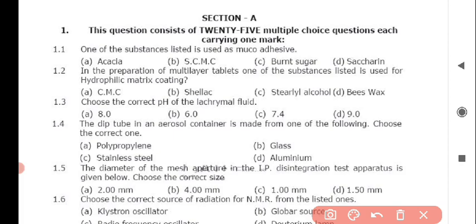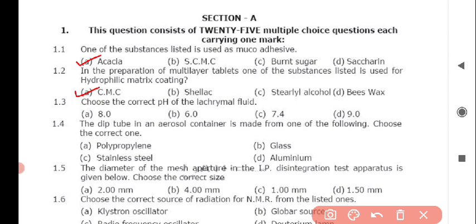Starting with the first question, one of the substances listed is used as mucoadhesive. So correct answer is option A, acacia. Next question, in the preparation of multi-layer tablets, one of the substances listed is used for hydrophilic matrix coating. So the correct answer is option A, CMC.